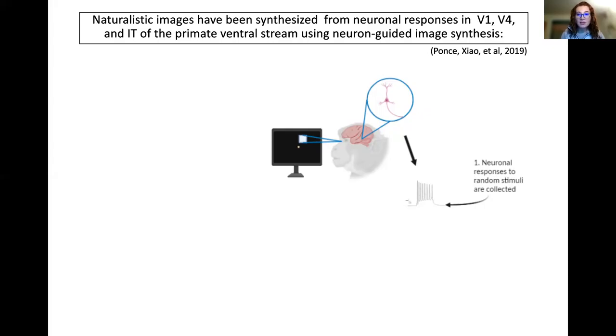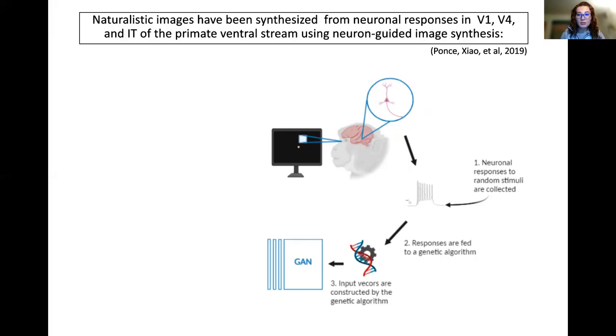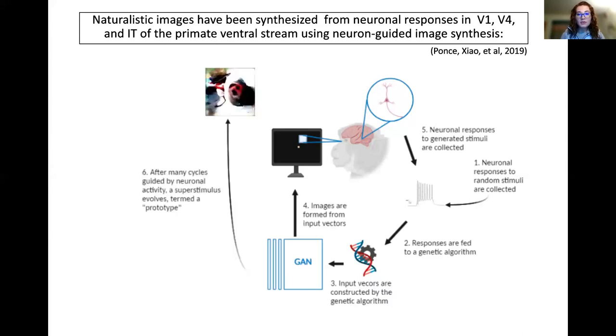The process begins by collecting responses to random stimuli and feeding them to a genetic algorithm. Then images are generated by a generative network using input vectors created by the genetic algorithm. These new images are displayed in the receptive field of the targeted neuron, and the cycle repeats. After many cycles, a superstimulus is evolved, which we call a prototype.